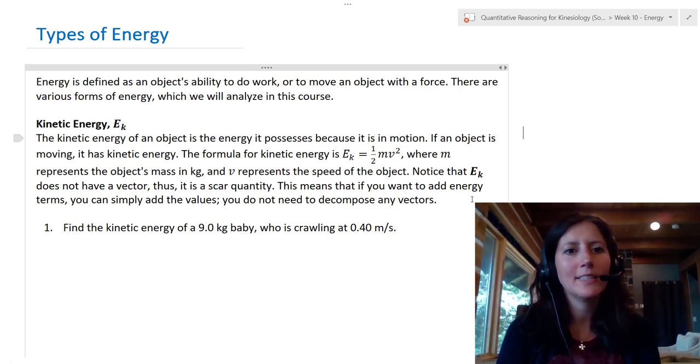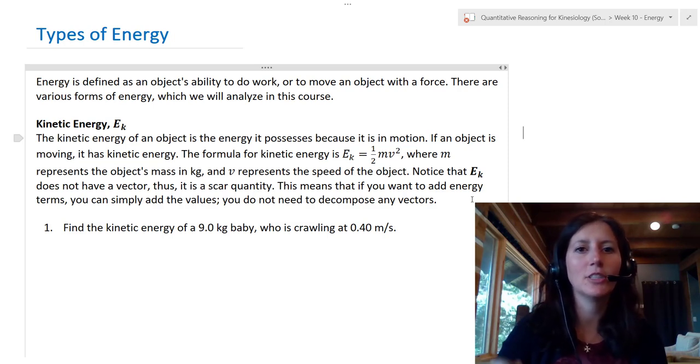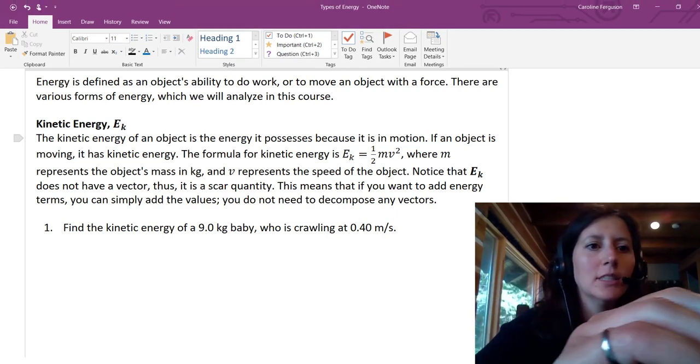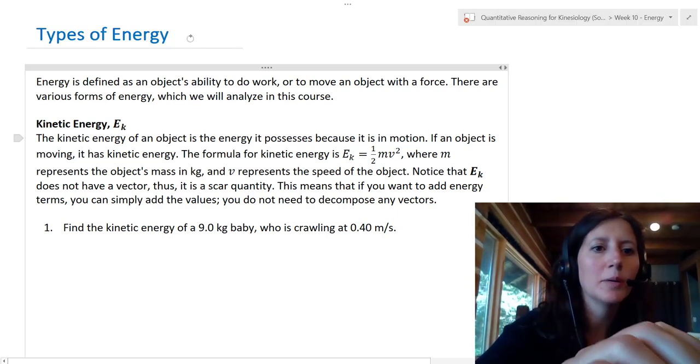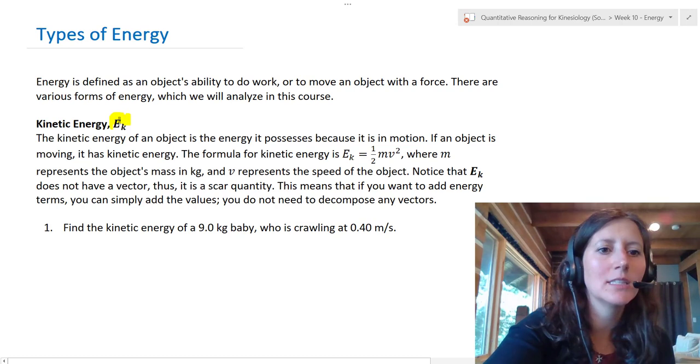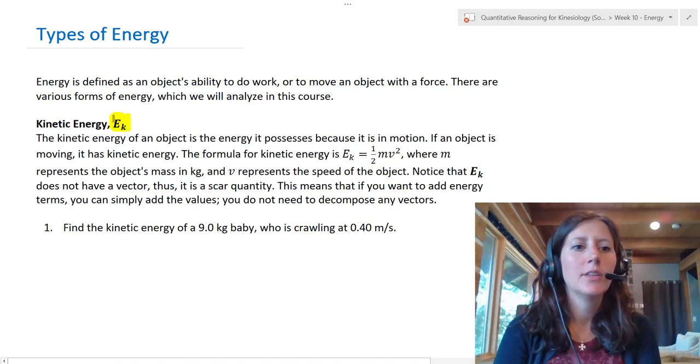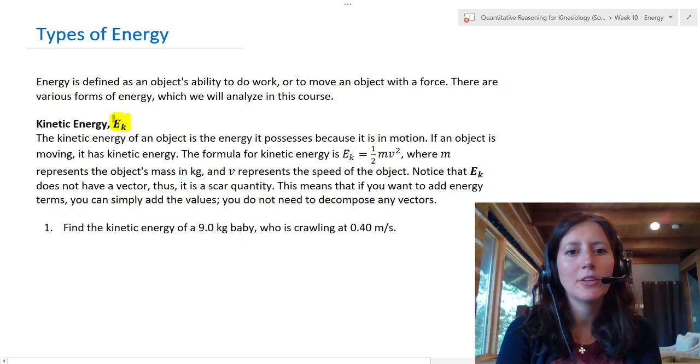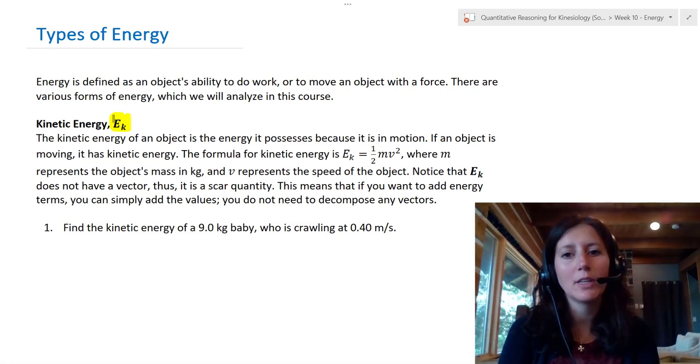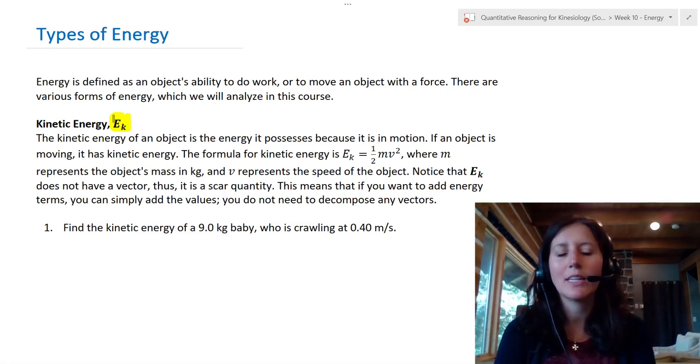So energy is defined as an object's ability to do work or to move an object with a force. There's different types of energy which we're going to look at in this course. The first type is called kinetic energy, and the symbol for kinetic energy is going to be E with a subscript of K. Kinetic energy of an object is the energy that it has because it's moving. If an object is moving, then it has to have kinetic energy. If it's not moving, it doesn't have any kinetic energy.